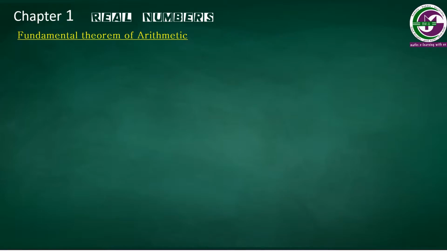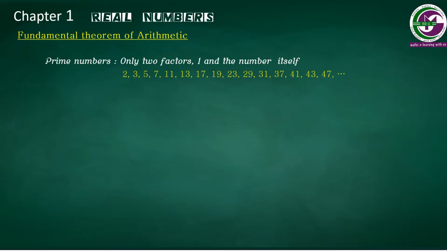Fundamental theorem of arithmetic. Before discussing this theorem, I will revise two terms we already learned in lower classes: prime numbers and composite numbers. What are prime numbers? Prime numbers are the numbers which have only two factors, 1 and the number itself. So we know that the prime numbers below 50 are 2, 3, 5, 7, 11, 13, 17, 19, 23, etc. And this means these numbers have only two factors.